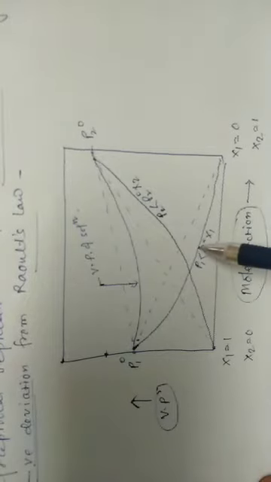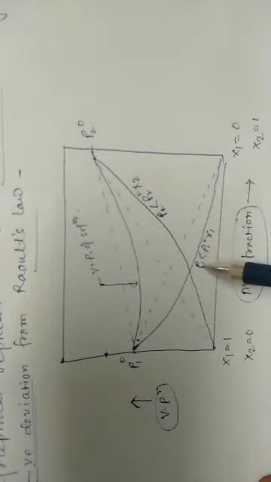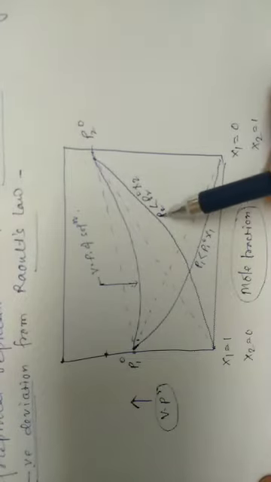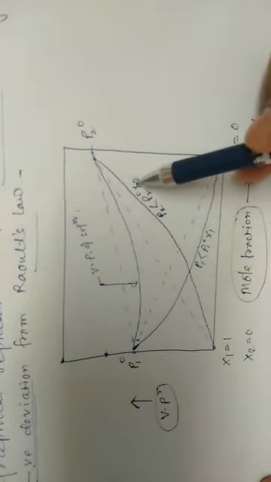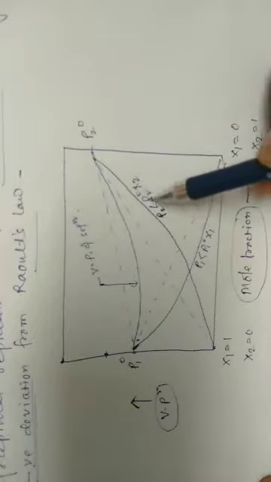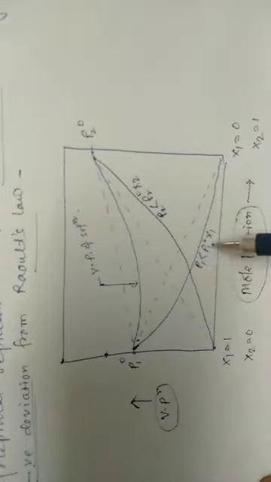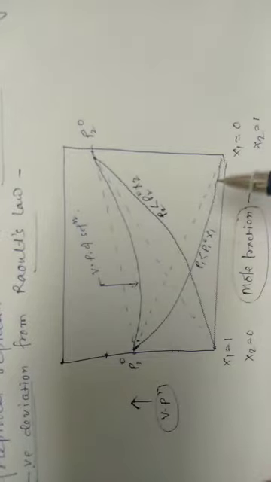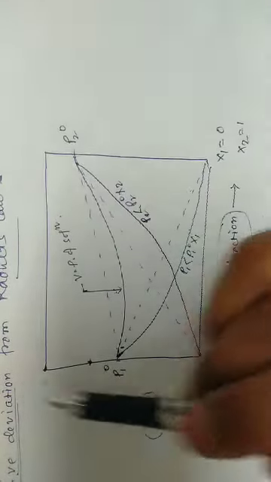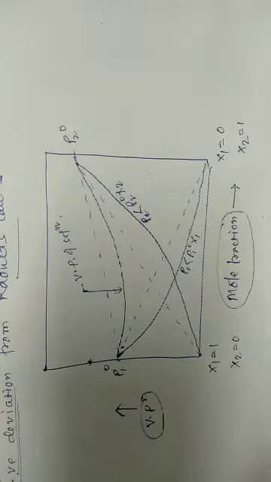On this curve, P1 less than P1 naught x1, and on this curve, P2 less than P2 naught x2. So in case of negative deviation, P2 less than P2 naught x2 and P1 less than P1 naught x1. So this is the graphical representation of non-ideal solution having negative deviation from Raoult's law.